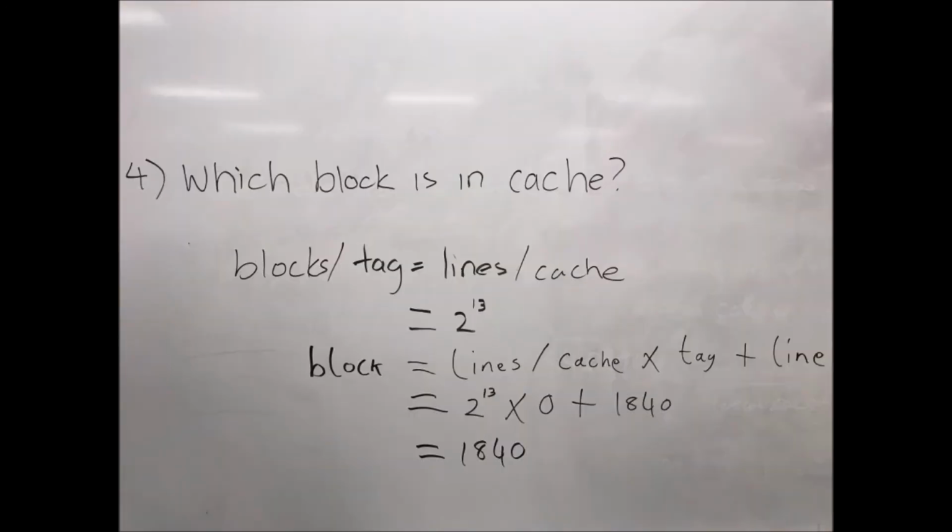To determine which block is in the cache, we must first get the number of blocks per tag. In this scenario, it is equal to the number of lines per cache because there's one word per cell in memory. So this is equal to 2 to the 13 blocks per tag. Now we multiply this by the tag of the given cell and add in the line address. In our case, the tag is 0, so we just add the line address. The result should be 1840.